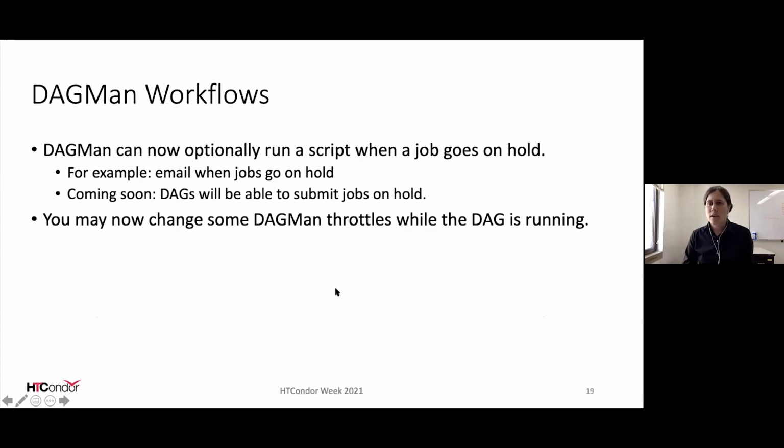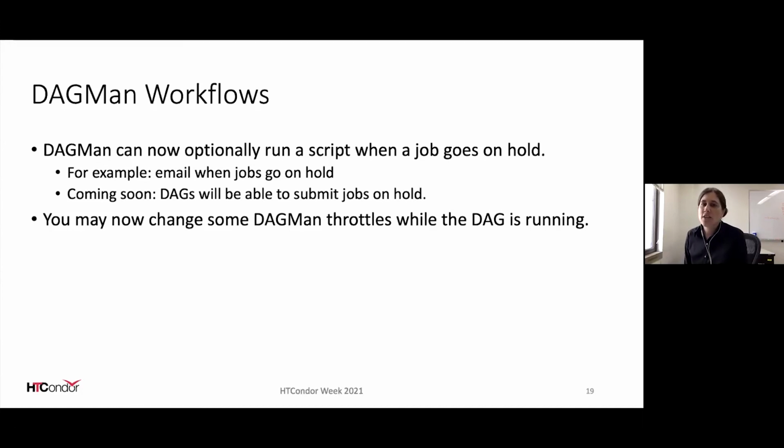I think we had another couple DAGMan notes. Yep. DAGMan can now optionally run a script when a job goes on hold, for example, to send yourself an email. And related to this, DAGs will soon be able to submit jobs on hold, which might be useful if you had a lot of failures or retries of a particular job, and you want it to somehow stay in the queue but not run. That's how that mechanism, I think, is expected to work. So stay tuned.